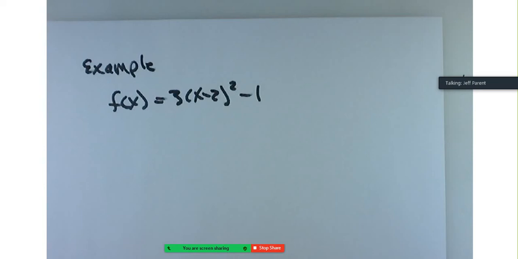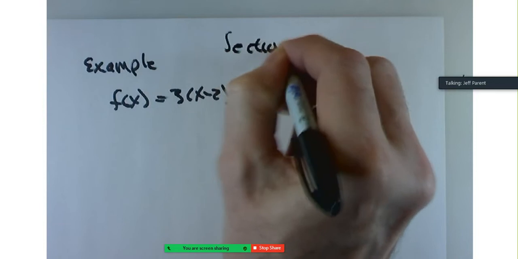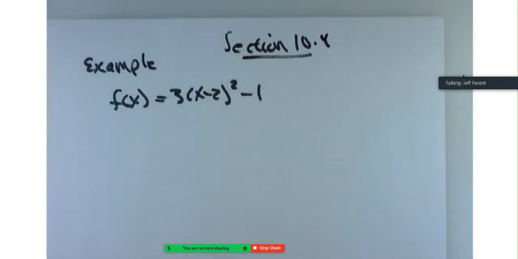So section 10.4 talks about parabolas, and there's a lot of things that I want you to be able to find for parabolas. Of course, the most important one is the vertex. So let's take a look at the vertex here.